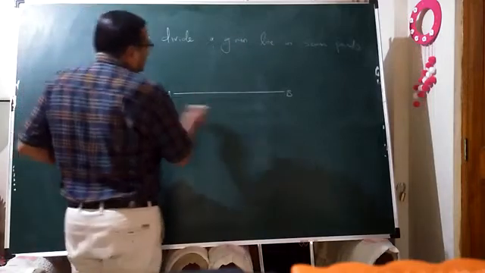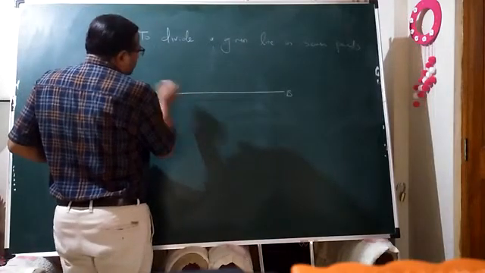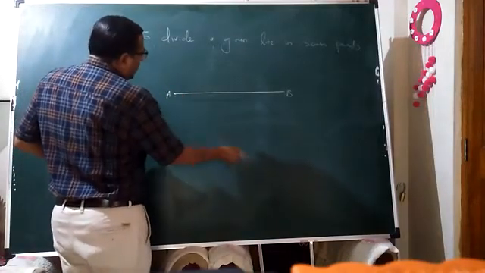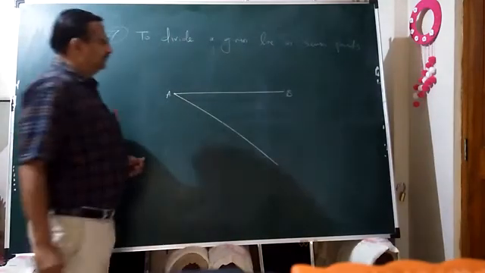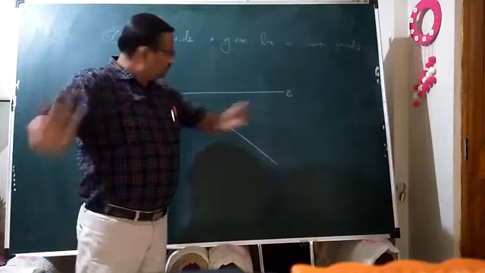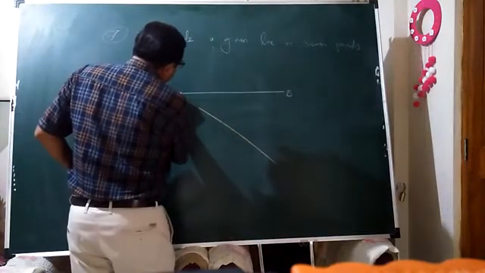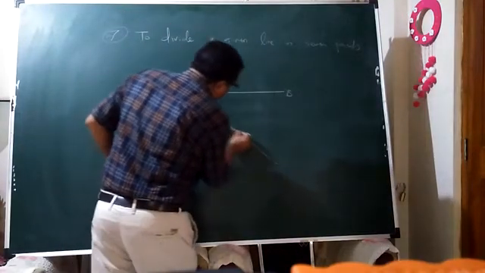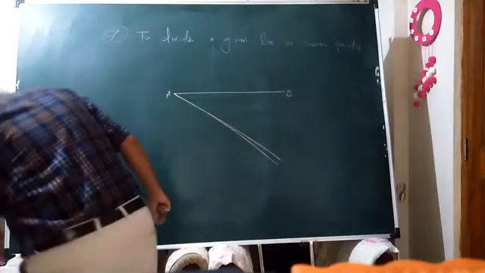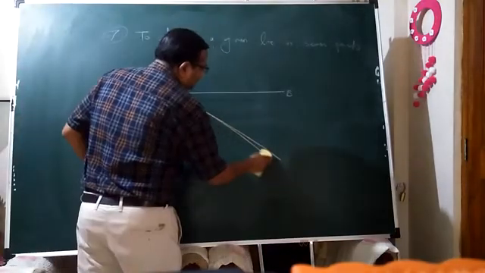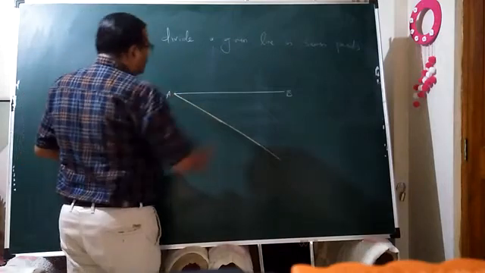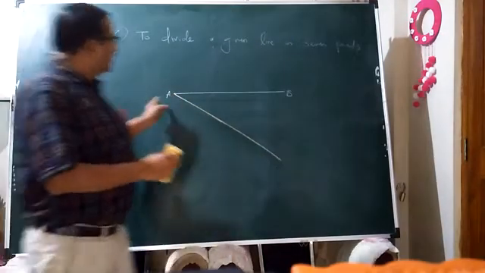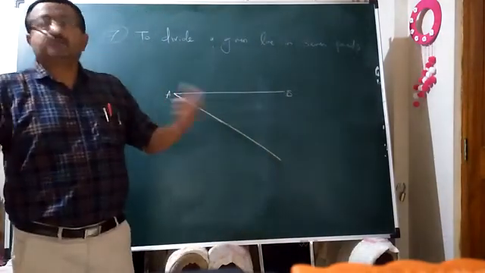What is the next step? Through A, what we have to do? Just draw an acute angle line. This length, I don't know. This acute angle is also unknown. It is also not known. No need to know. This angle is unknown, this length is unknown. Still, we are going to divide this AB segment into 7 equal parts.